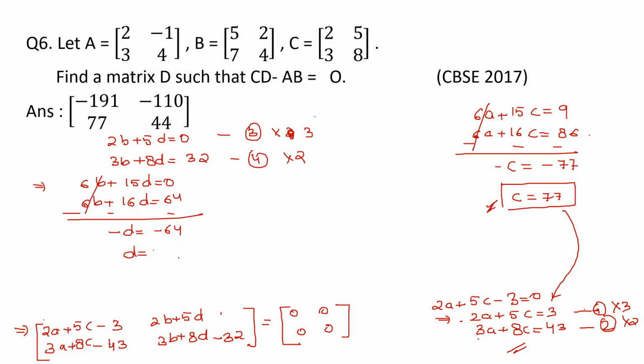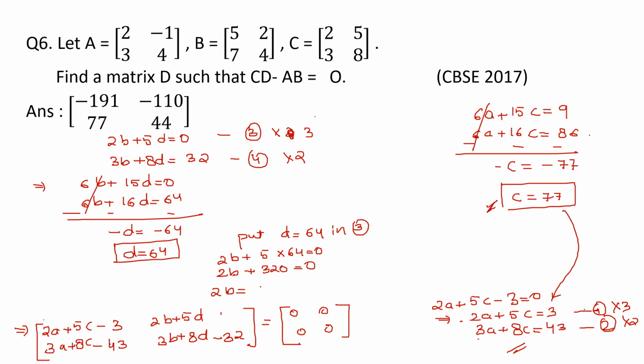I guess there is some mistake in the answer. Let me check this. So d we will put in any equation. Put d is equal to 64 in the third. So what you will get? 2b plus 5 into 64 is equal to 0. So 2b plus 320 is equal to 0. So we will get 2b is equal to minus 320, which will give us b is equal to minus 160. Okay, so these two values are not correct.